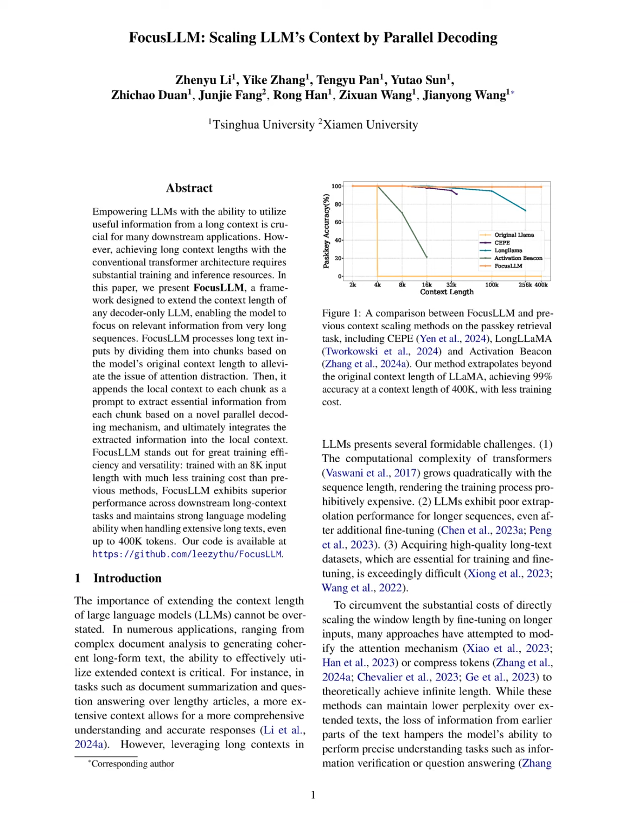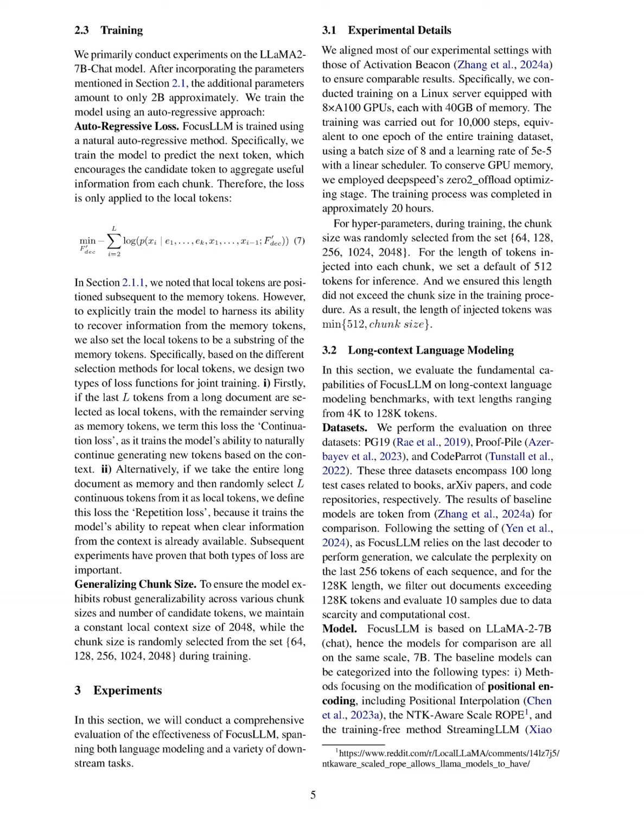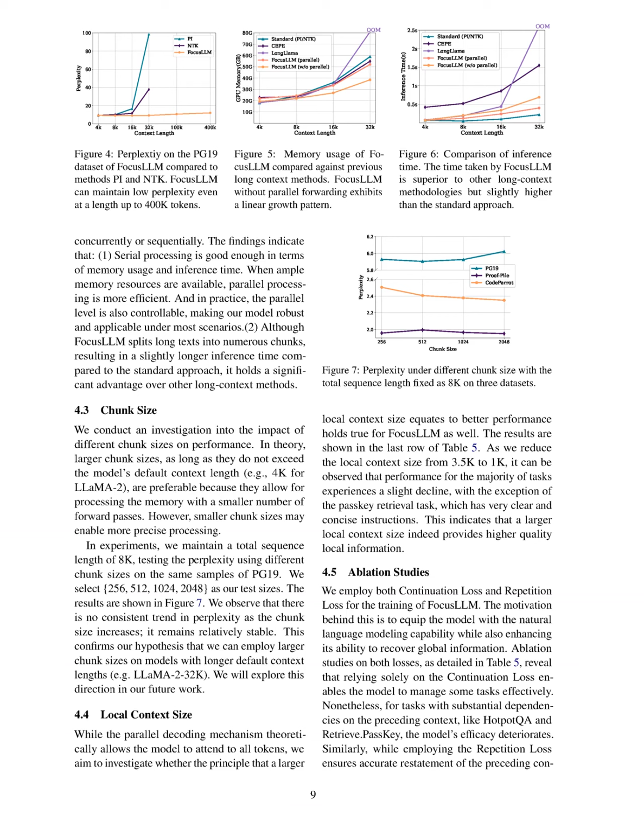The loss functions used in training FocusLLM, specifically continuation loss and repetition loss, play a crucial role in enhancing the model's performance on tasks that require understanding and generating long sequences. Continuation loss trains the model to predict the next token based on the last local tokens, which helps it generate coherent continuations of text, thereby improving its language modeling capabilities. On the other hand, repetition loss focuses on ensuring that the model can accurately restate information from the preceding context, which is vital for tasks that depend heavily on context retention.